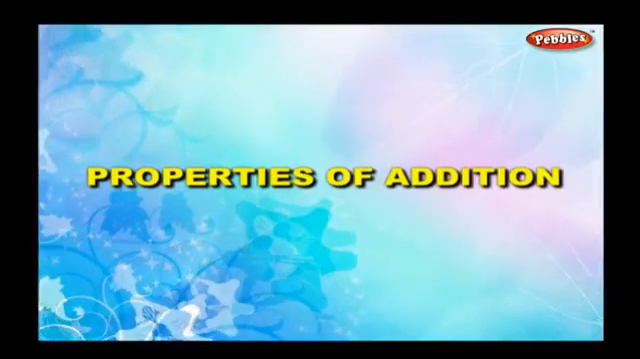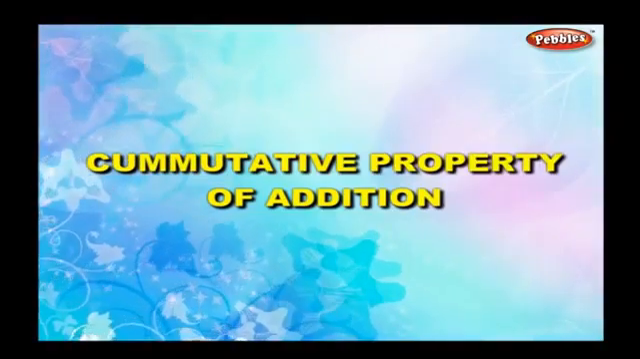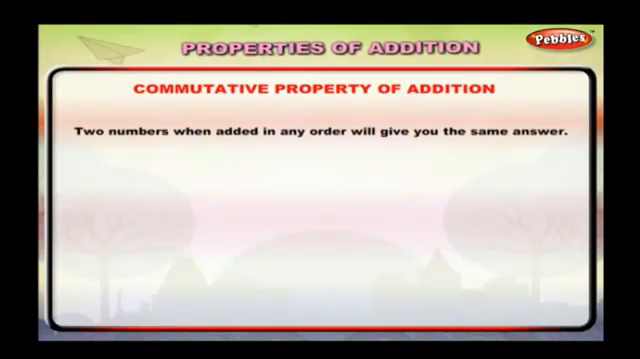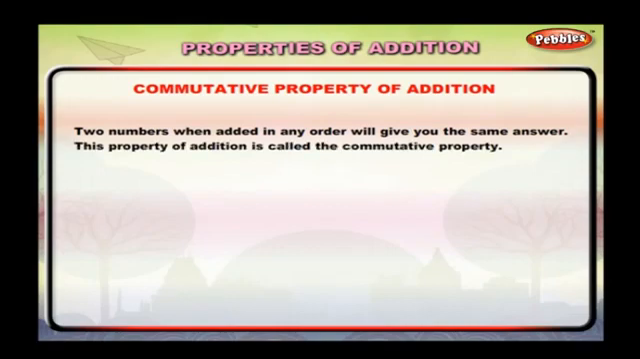Properties of addition. Commutative property of addition. Two numbers when added in any order will give you the same answer. This property of addition is called the commutative property. Let us see some examples.